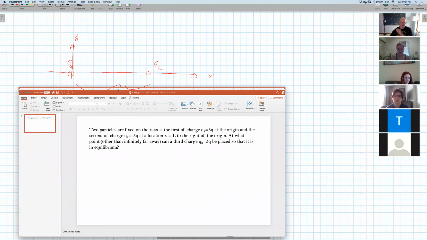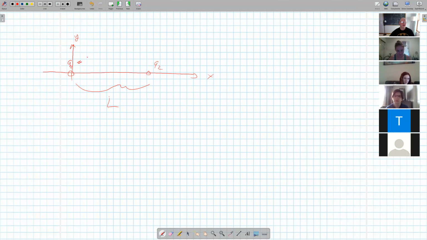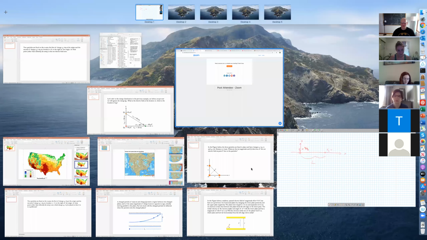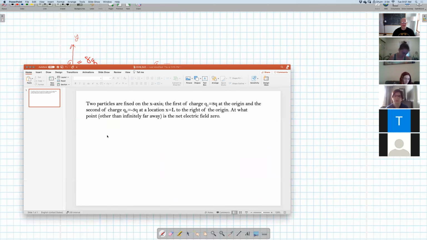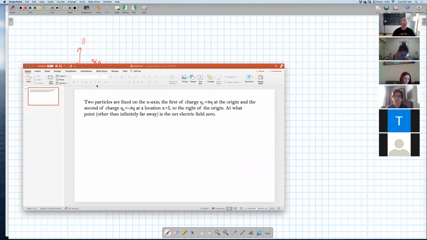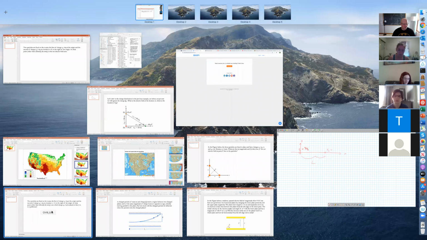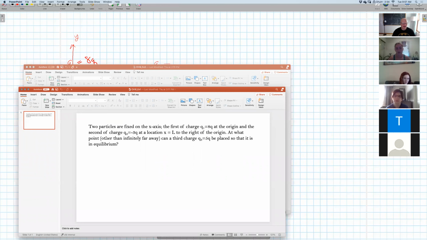So here we have two charges. The first one, Q1, has a charge of 8 times Q, whatever Q is. Q2, which is some distance away, where'd it go? Here it is, has a charge of minus 3Q, and is some distance L away from the origin, where Q1 is at the origin. Okay. Actually, no, we're bringing out the wrong problem. There we go. Yeah, minus 3.